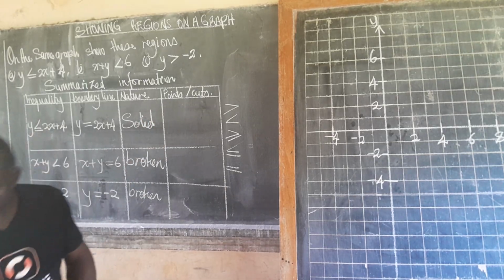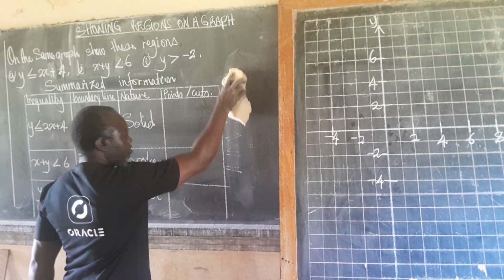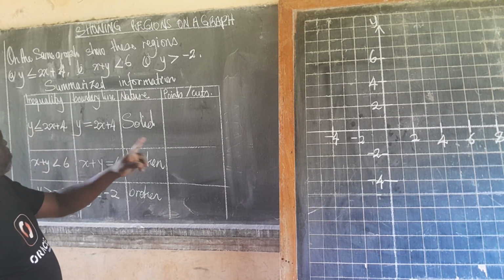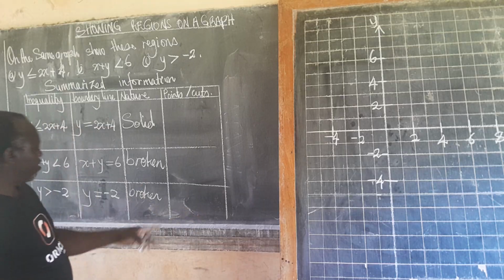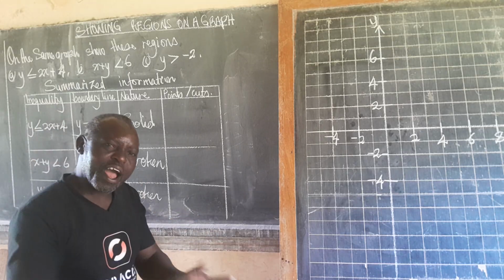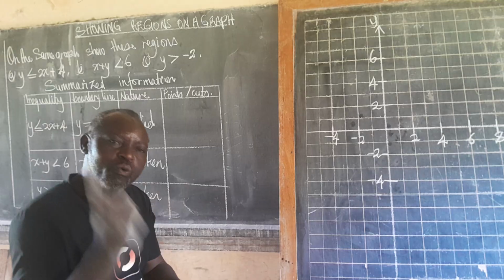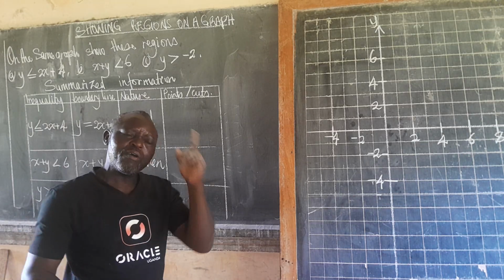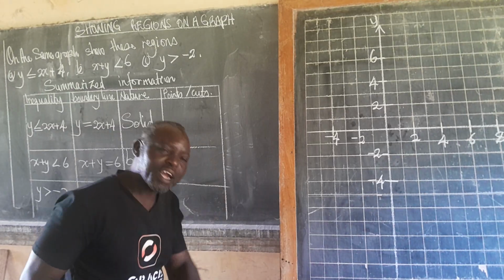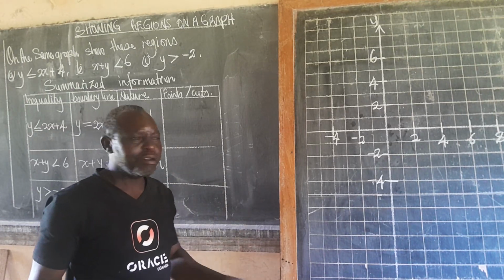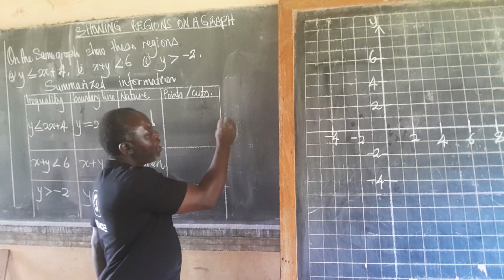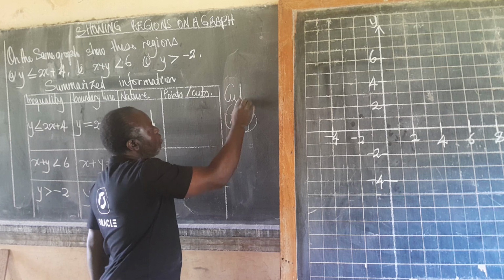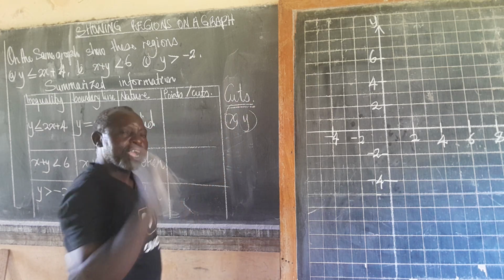Points or cuts. Now take note of this and be very critical with it. If you happen to see that we have x and y in any of the inequalities, if we have both of them, x and y, we use the cuts method. I'm repeating: if in the expression we have x and y, that means we qualify to use what we call the cuts method.